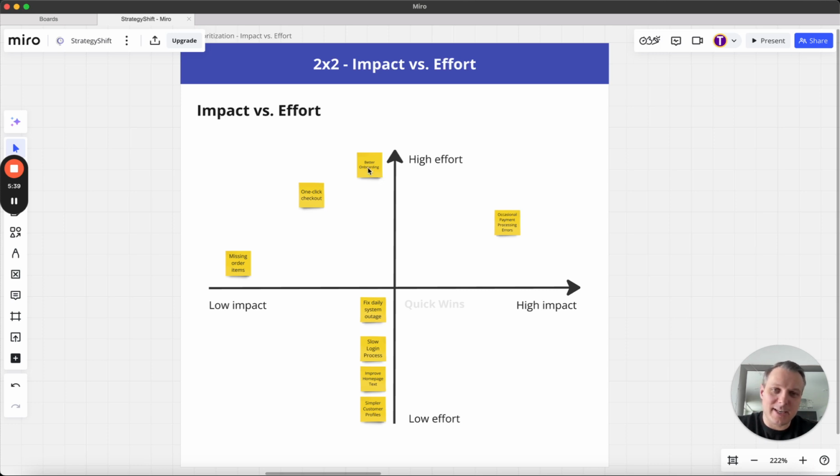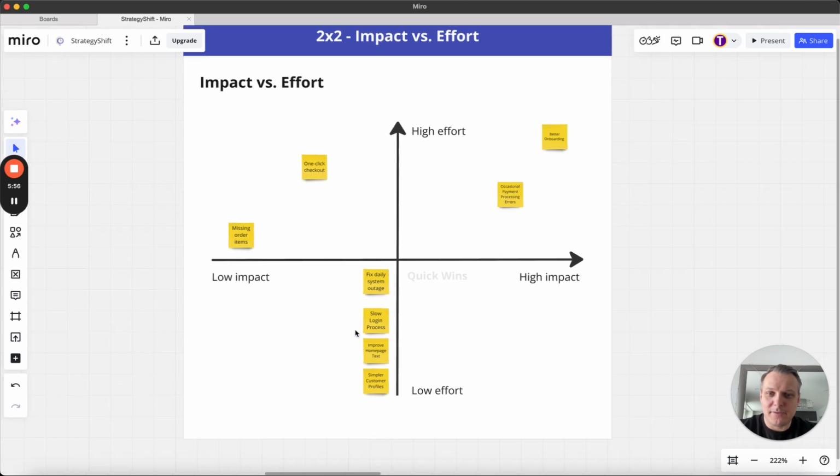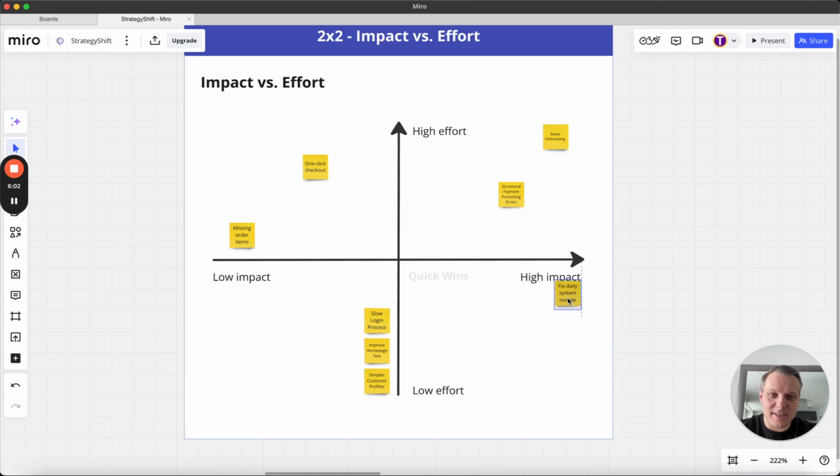Probably high effort, because you've got to do a lot of thinking, a lot of UI testing, and talk to customers and figure all of that out. But it might have a high impact, because if you do better onboarding, maybe more customers will sign up. So maybe you want to move that here. The fixed daily outage, if it's a daily outage, is high impact, so a lot of things happen all the time. So maybe it's high impact and medium effort.